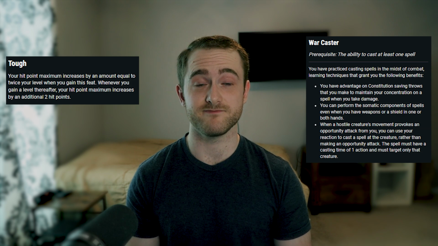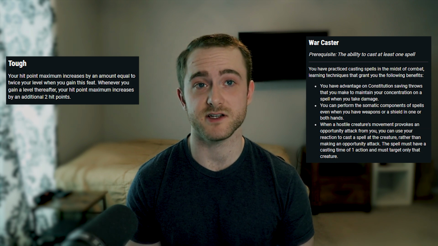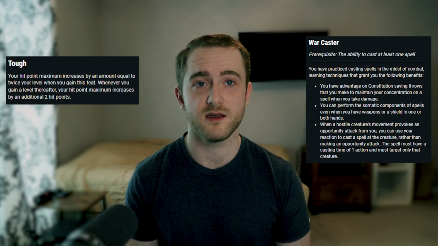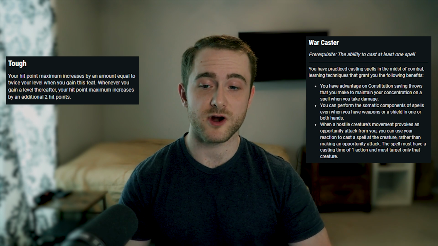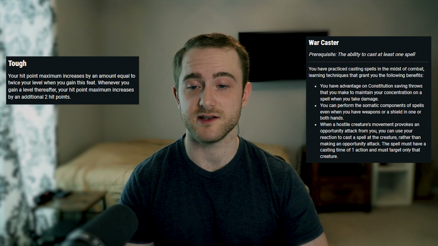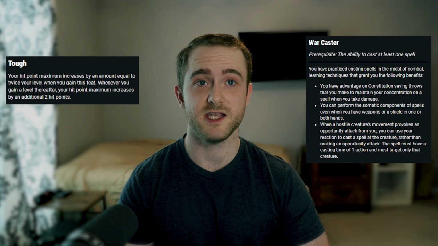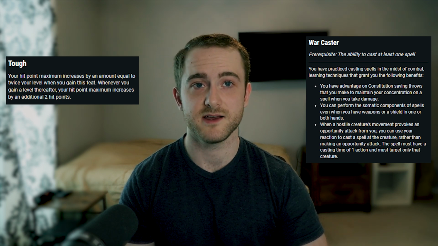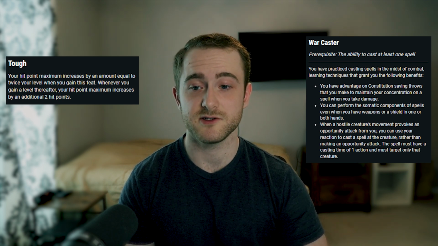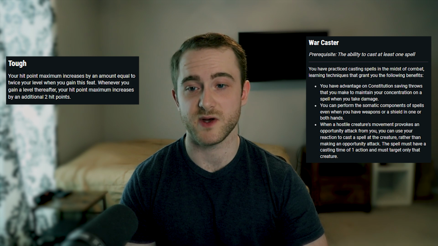The only other things I'll cover here is that taking the Tough feat could be very nice for this character just for more hit points, but also taking Warcaster is somewhat of a necessity almost for this character, especially if you're going purely Warlock. And that's because Warcaster allows you to have advantage on concentration, which you're going to need because you're probably going to be getting hit a lot being a tank, and being able to concentrate on spells is very important for you as a spellcaster.